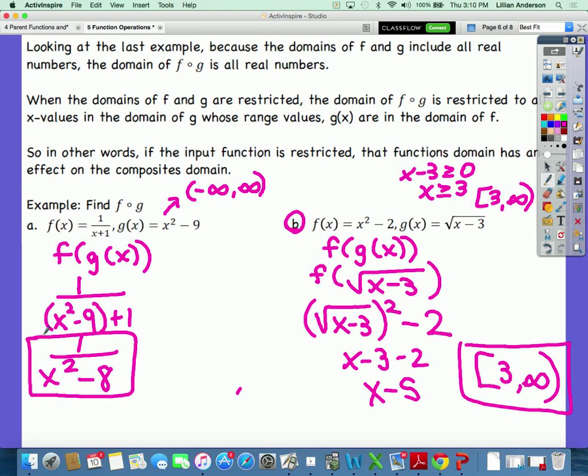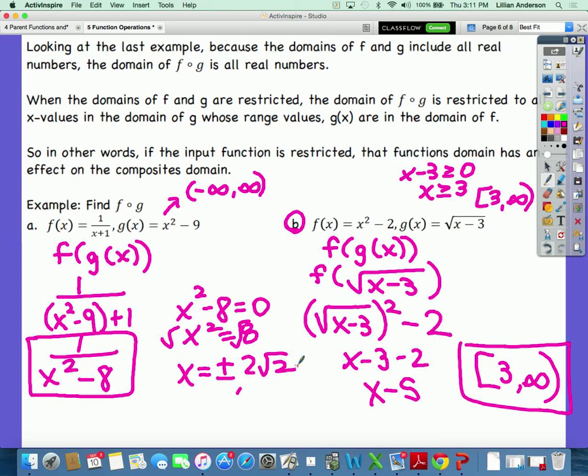So then you have to figure out what's the domain here. I cannot have what, where? In the bottom. So that means I have to set x squared minus 8 equal to 0 and solve. How do I solve this? Add 8. And whenever I square root, you have to remember plus or minus. Can I simplify the square root of 8? 2 square root 2. So it's going to be all real numbers except positive and negative 2 square root of 2.